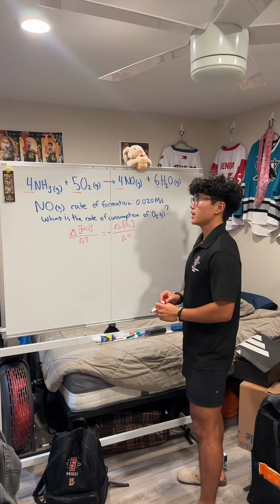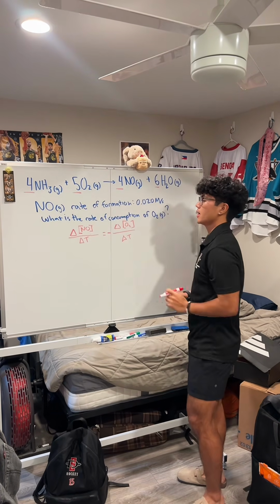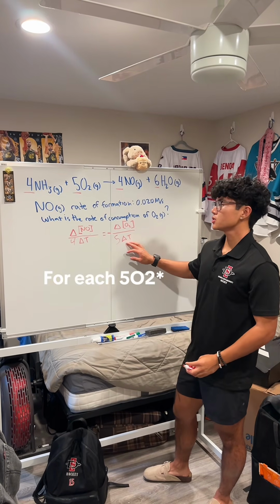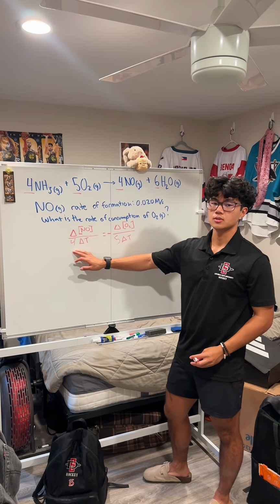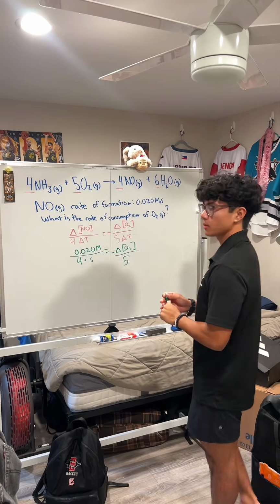Now what I also need to add is the coefficients: the 5 for the O2 and then the 4 for the NO. Why am I doing this? Well, essentially, for each O2 that's consumed, 4 NOs are produced. So we need to make sure that our mole fractions are correct. Now I plug in our values.